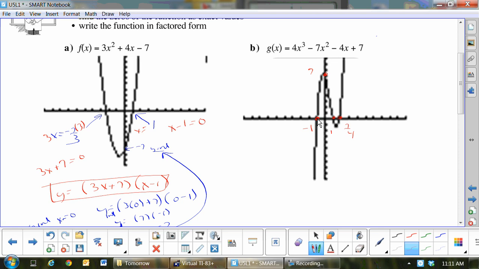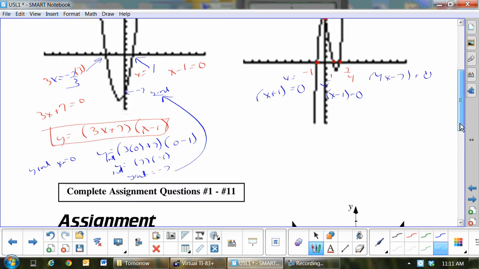Okay, so when you see this x equals negative 1, what does that turn into? X plus 1 equals 0. Okay, now when you have x equals 1, that turns into x minus 1 equals 0. Now how about 7 over 4? 4x minus 7 equals 0. So your equation should be y equals x plus 1 times x minus 1 times 4x minus 7.